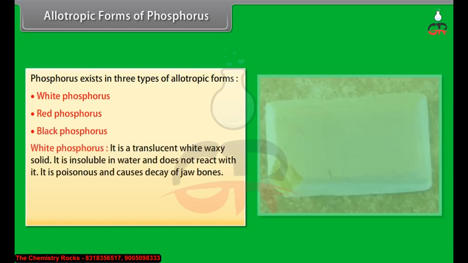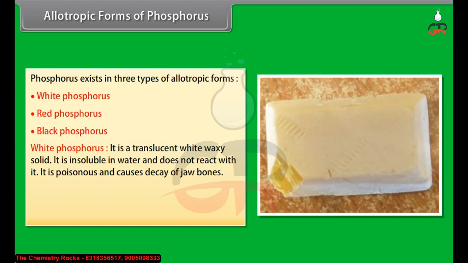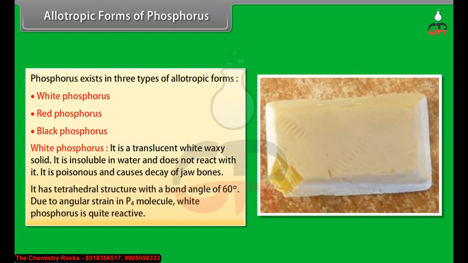White phosphorus. It is a translucent white waxy solid. It is insoluble in water and does not react with it. It is poisonous and causes decay of jaw bones. It has tetrahedral structure with a bond angle of 60 degrees. Due to angular strain in the P4 molecule, white phosphorus is quite reactive.